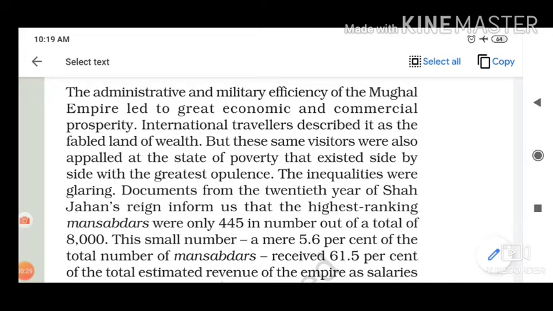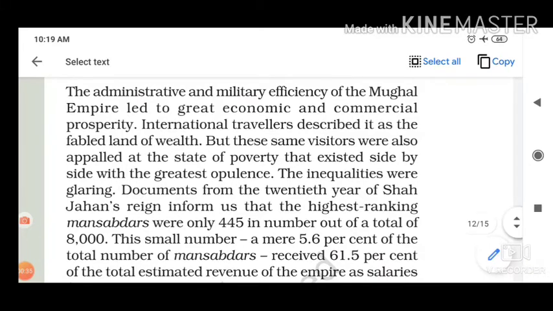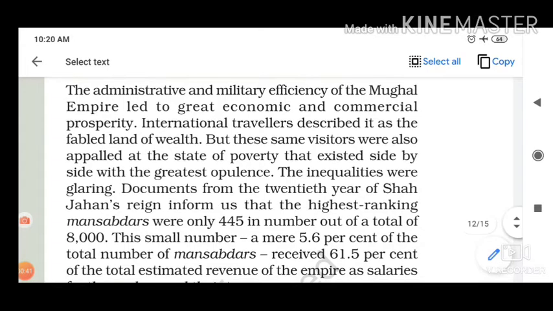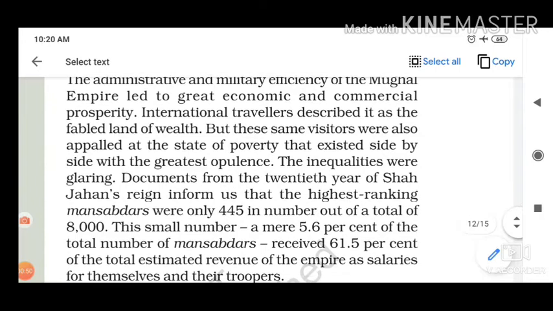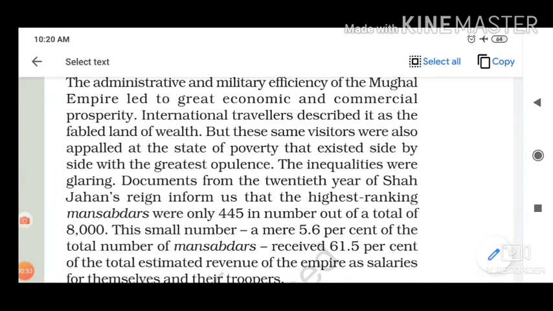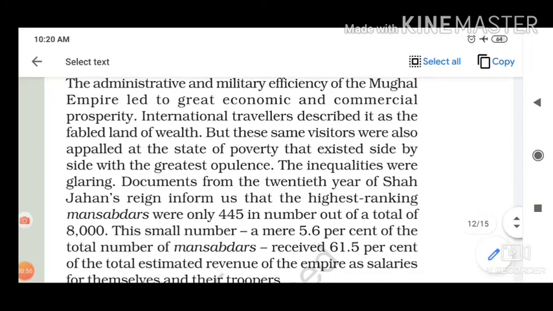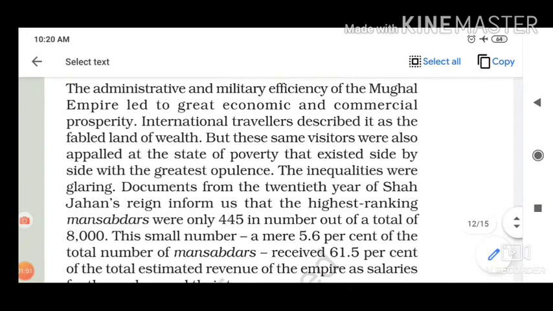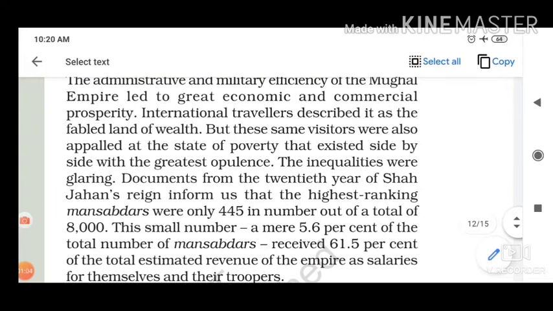Actually, the administrative and military efficiency of the Mughal Empire led to great economic and commercial prosperity in Mughal India. It means that the Mughal Empire was very effective in terms of administration and military. If we read the travelogues and books of international travelers, we can see the evidence of it. International travelers describe the land of India as the fabled land of wealth. Fabled land of wealth means the land we can see only in stories and fables.